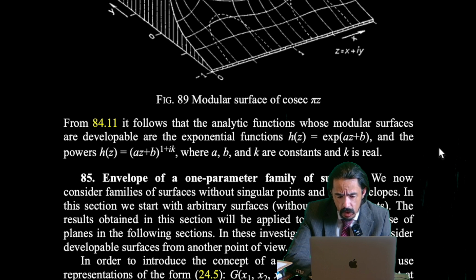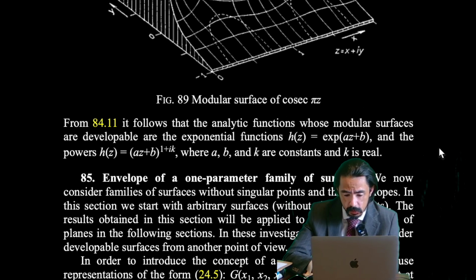And to finish things off from the Kreyszig book, from what we had calculated above, it follows that the analytic functions whose modular surfaces are developable are the exponential functions h of z equals the exponential of a times z plus b, and the powers h of z equals quantity a times z plus b closed quantity to the power of 1 plus i times lowercase k, where a, b, and lowercase k are constants and lowercase k is real.